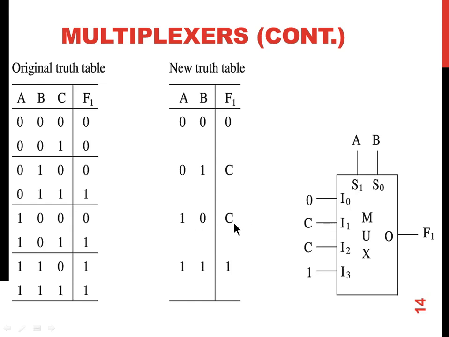1, 0 select line, again C will go to output. So again I2 gets connected to C, and when A and B select lines are 1, 1, output is 1. So 1 is connected to I3 input, which will go to output. So this 8 input multiplexer got built as a 4 input multiplexer design. This is how you can manually optimize the design, or there are various ways later on, at the synthesis level, it also gets optimized automatically after the simulation part is over.